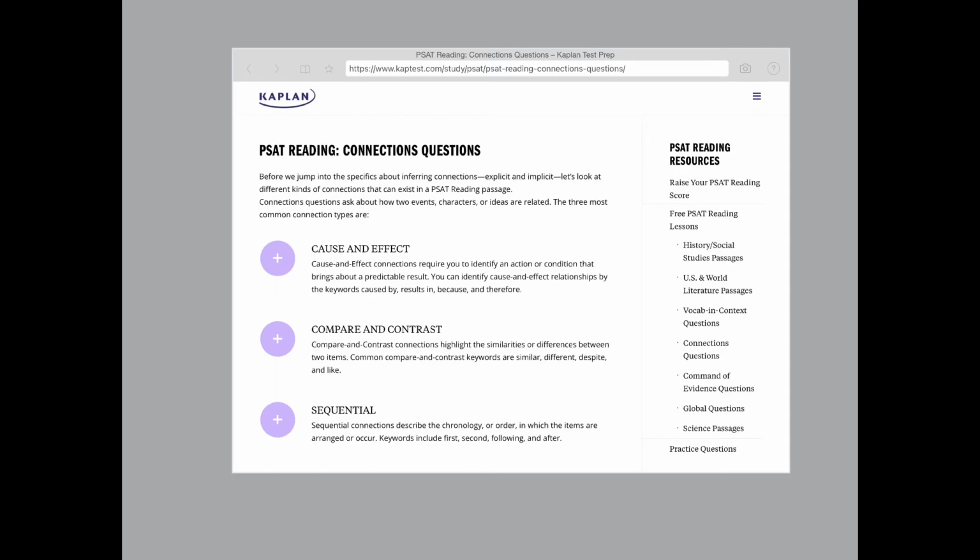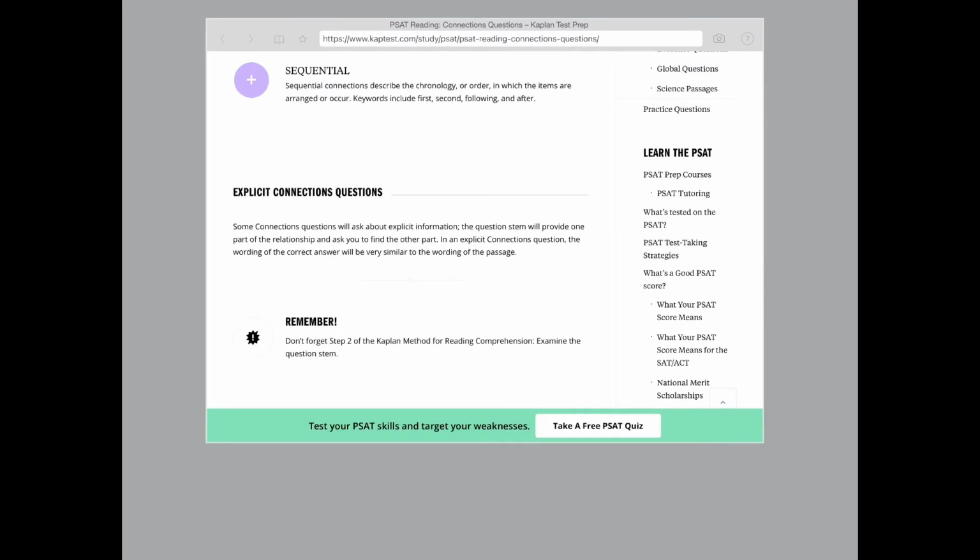And then the third type that you'll look at is something called a sequential connection. This will ask you about the timing or the chronology or the order that something is occurring within the passage. It could deal with the arrangement. Keywords in this might be a word like first or second or after or following. These sequential questions tend to be some of the easier kinds of questions that you'll encounter on this test. Now, on the explicit connection questions, the question stem will ask you for one part of the relationship. It'll provide that for you, and it'll ask you to discover or provide the second part of it. In an explicit connection question, the wording of the correct answer choice will be very similar to the wording that you find in the passage.